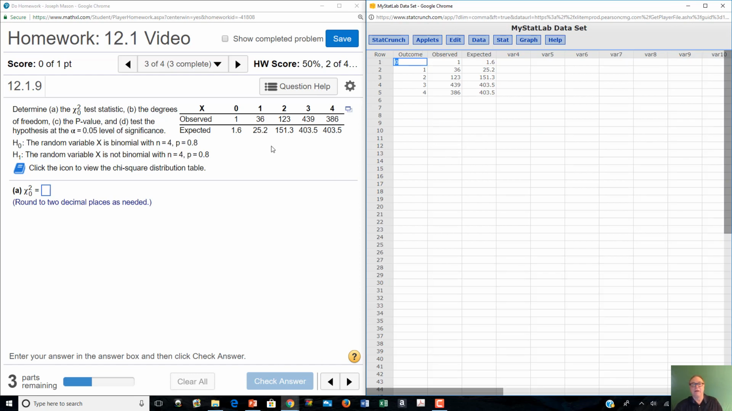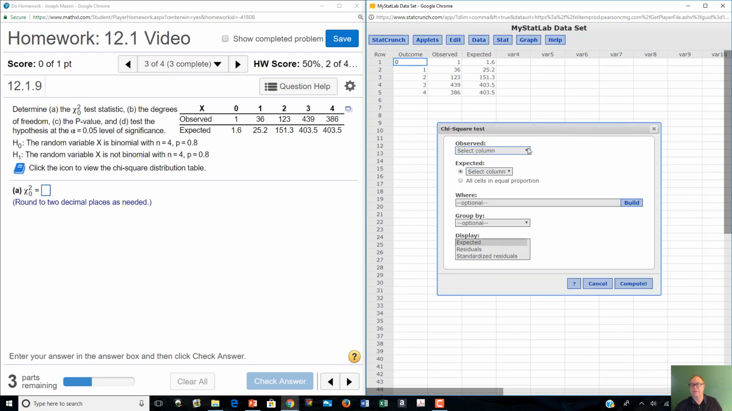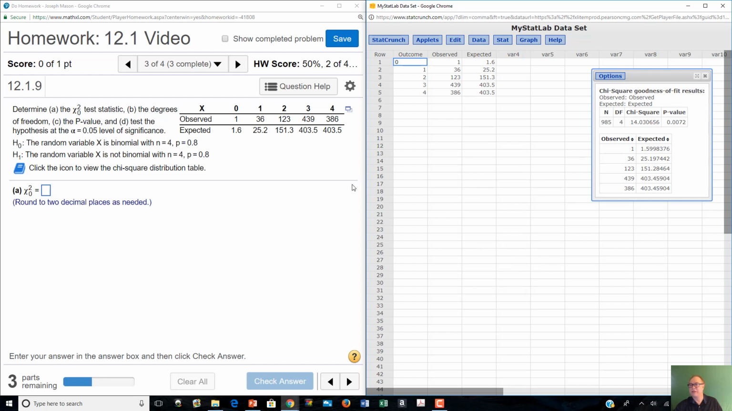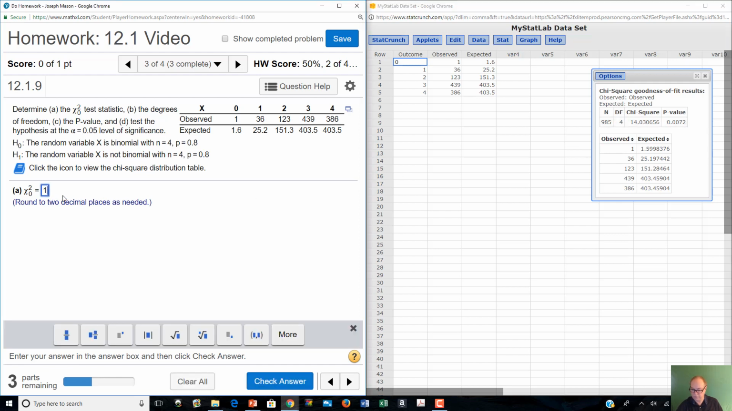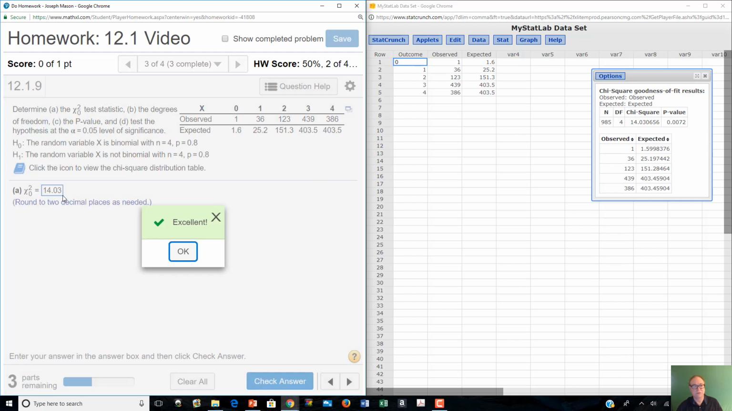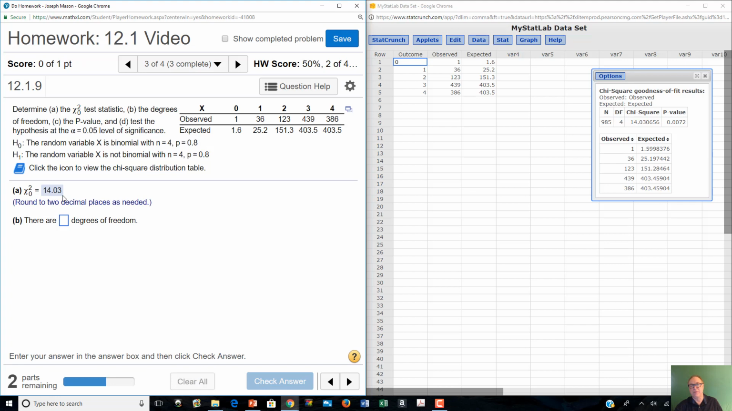Okay. Now, what I'm going to do is stat, goodness of fit, chi-square. Observed, expected. Click compute. Now, the first thing I want is the chi-square. So here's the chi-square, and I want it to 2 decimal places. So it's going to be 14.03. Then how many degrees of freedom are there? Well, if you count here, there's 1, 2, 3, 4, 5 categories. 5 minus 1 is 4. Or if you look over here in StatCrunch, degrees of freedom was 4.